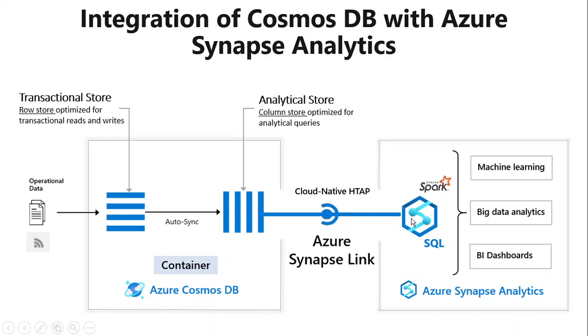I hope it makes sense, but when we do the demo, it will clear things up more. The basic idea is you don't have to copy your operational or transactional store data into any warehouse or anywhere. It's auto synced with the analytical store, and you can use Azure Synapse Analytics to perform any kind of analytics using Spark or SQL pool, like machine learning, big data analytics, or even business intelligence reporting.